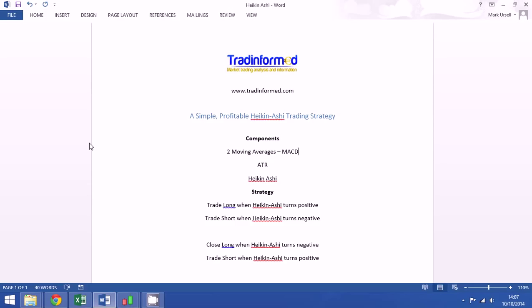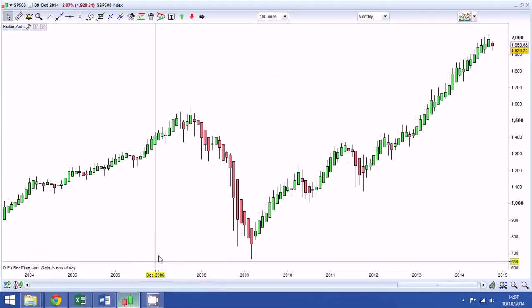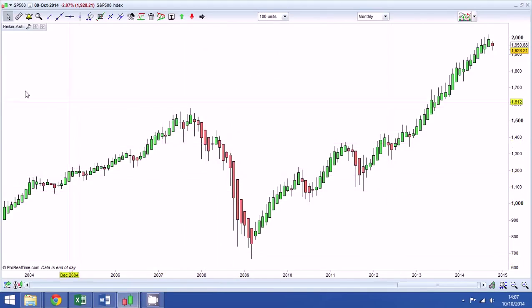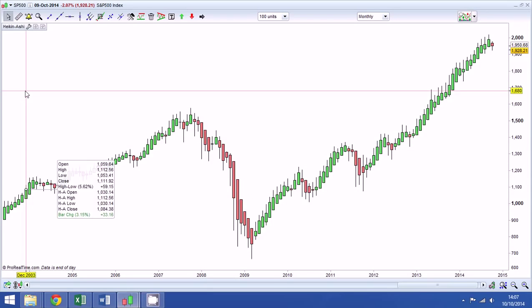Now before I look at the trading strategy, I'm going to look at a chart showing Heikin Ashi candles, and I've used the S&P 500 and I'm looking at quite a large time frame. I'm looking at the monthly time frame.